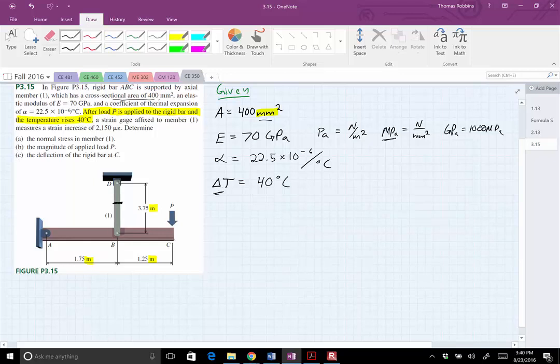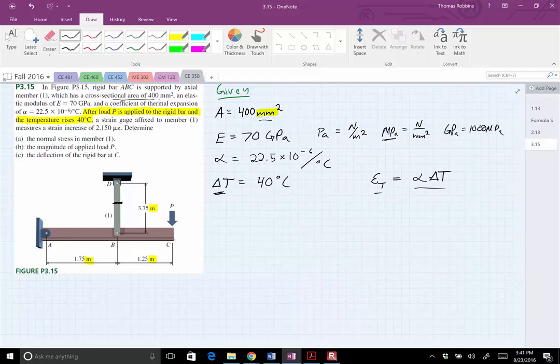Now, why is this notation important? Because if we look at the formulas that were given, our thermal strain is going to equal our alpha delta T. We have two components of that, and both are already given to us. We can determine our strain due to the thermal expansion, or thermal expansion strain.